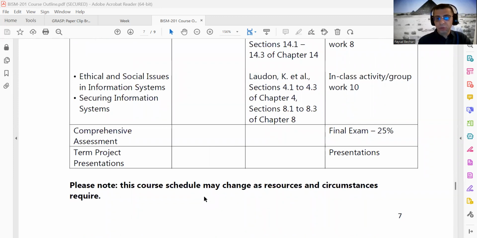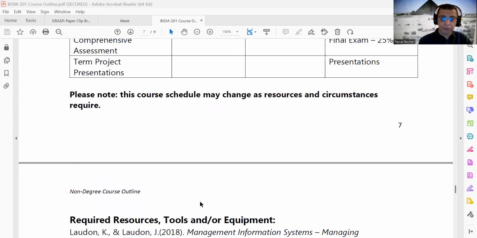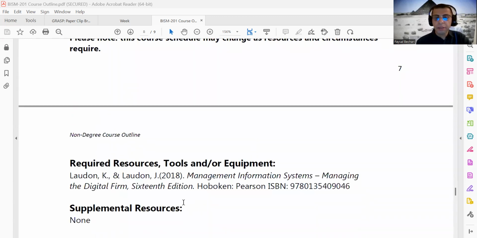But please note this course schedule may change as the resources and circumstances require. Now, as we said, the book is Laudon's Management Information Systems: Managing the Digital Firm, preferably the 7th edition. With me, there is a copy of it. If you can get the 7th edition, that would be lovely. If you cannot, probably the 6th edition is fine.